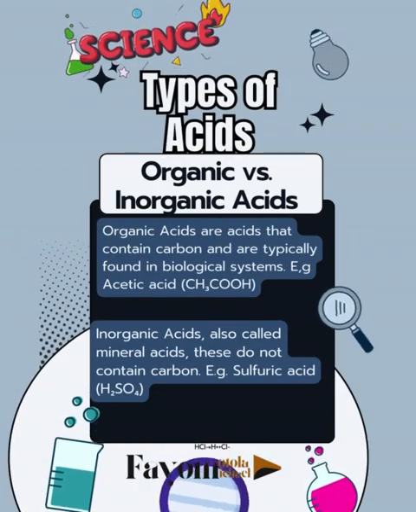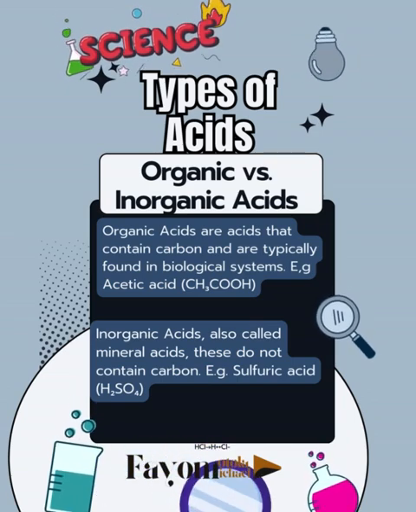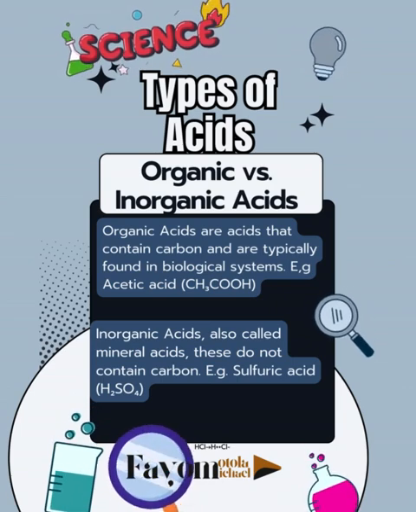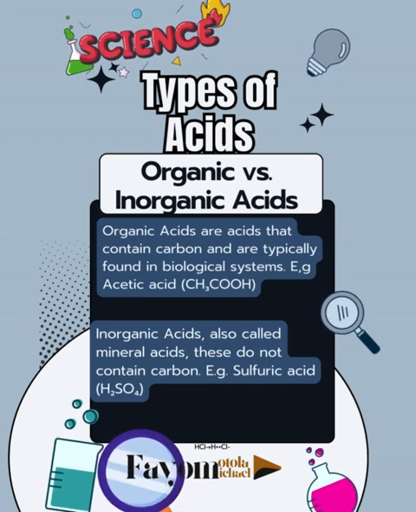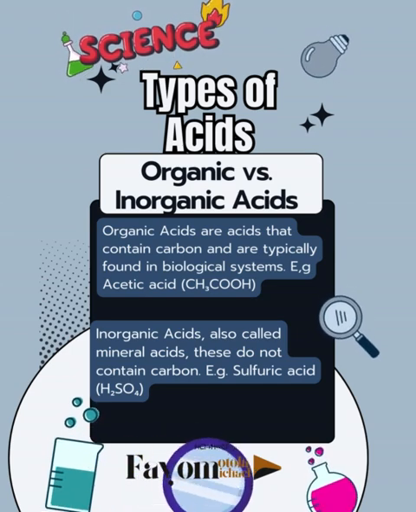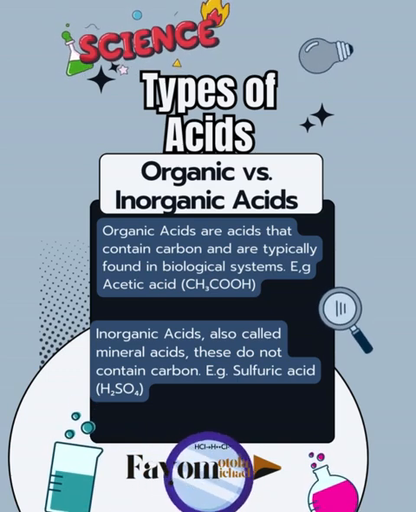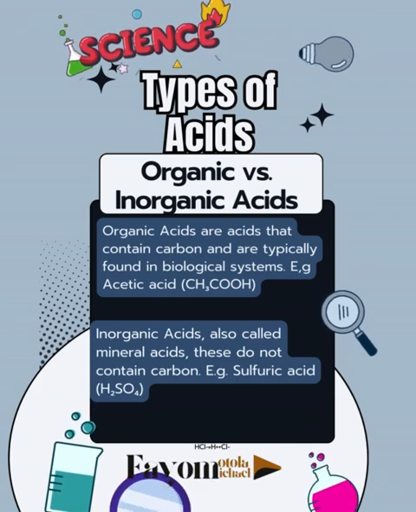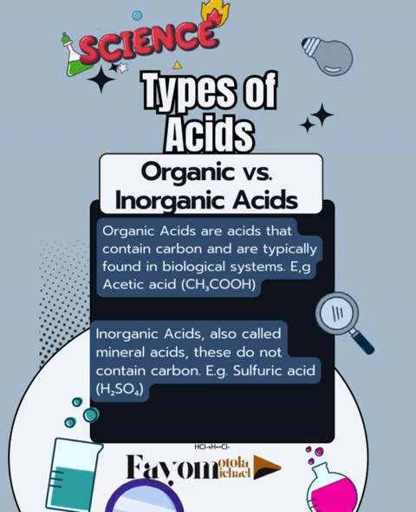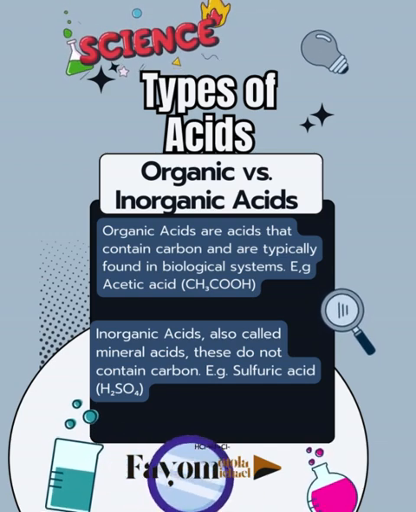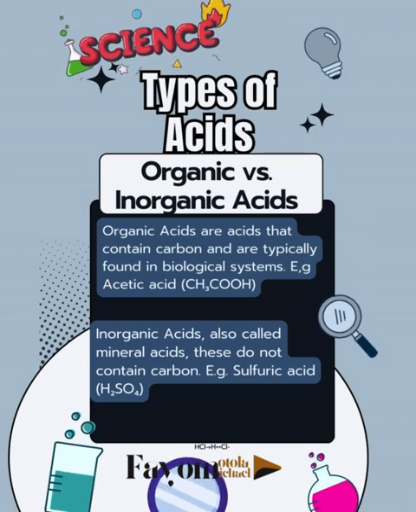Organic versus inorganic acid is also another type of acid. Organic acids contain carbon and are typically found in biological systems. Organic acids undergo slow reactions compared to the inorganic. So these organic acid examples are citric acid, acetic acid, and so on. Inorganic acids, which are also called mineral acids, do not contain carbon, and these are sulfuric acid, perchloric acid, hydrochloric acid, nitric acid, as the case may be.